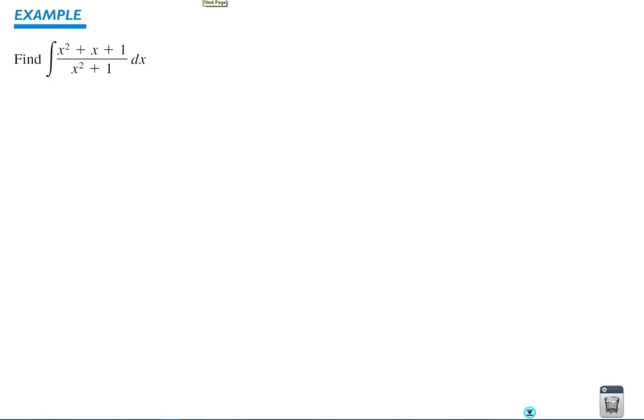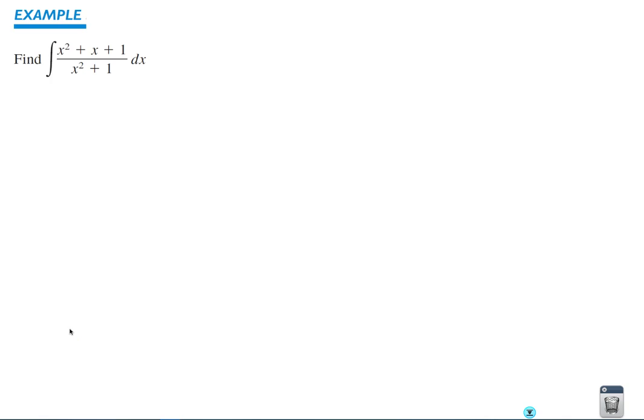So the integral of x squared plus x plus 1 over x squared plus 1 dx. So I'm going to try to do what I've done in the past with the natural log, but oh gosh, if I set u is equal to x squared plus 1, the derivative is 2x, but I have an x, and I have an x squared up top. So that process isn't going to work. So what else could we possibly do here?